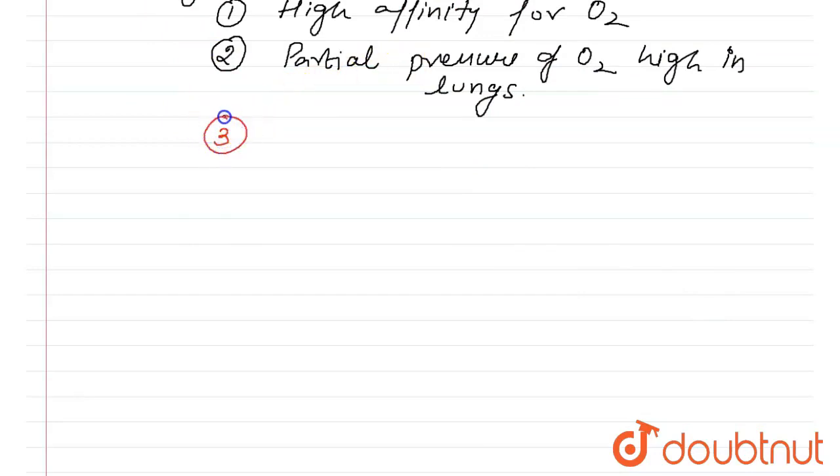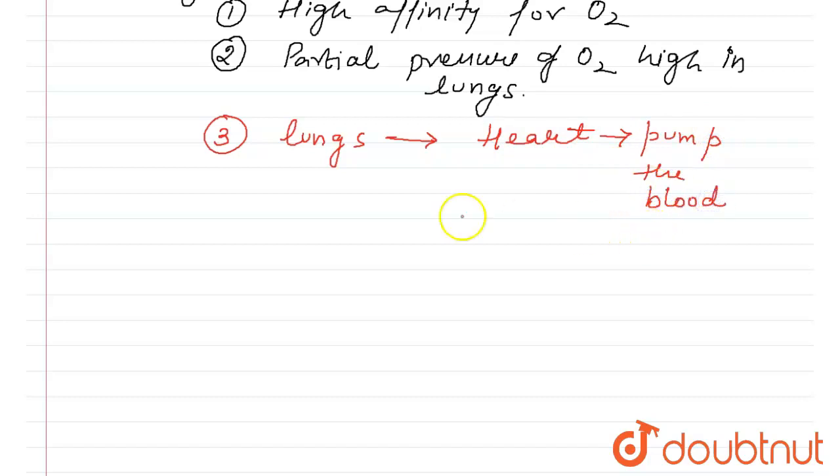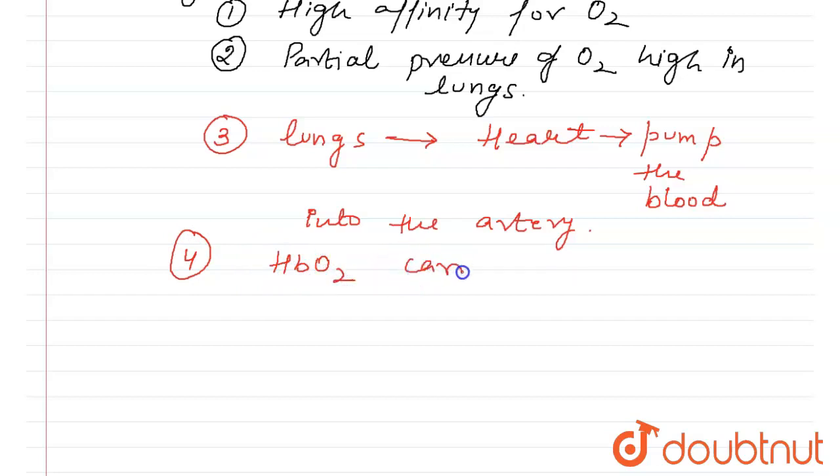Now after that, now the hemoglobin has taken up the oxygen from the lungs. From lungs, it will carry the oxygenated blood towards the heart. Now what is the function of heart? Heart will pump the blood into the artery. So now this artery which is carrying the oxygenated blood, hemoglobin having oxygen in the form of oxyhemoglobin HbO2 will carry the oxygen into the tissues.